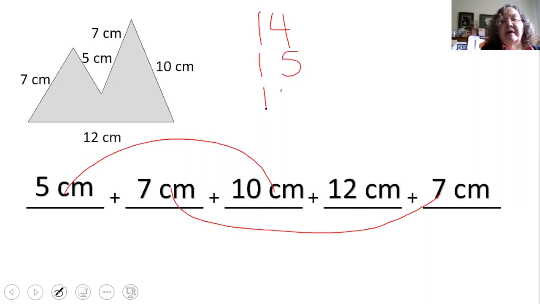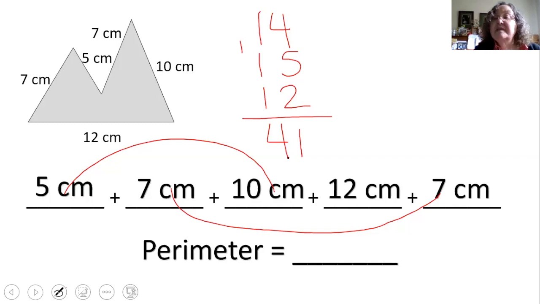Then I have that 12. And 4 plus 5 is 9. Plus 2 more is 11. I'm going to bring that one extra group of 10 that I just made up here. And I'm going to say 1 plus 1 plus 1 plus 1 is 41. So now, what is my perimeter? Do I just write down 41? No, I have to look at the unit. And so it is 41 centimeters.